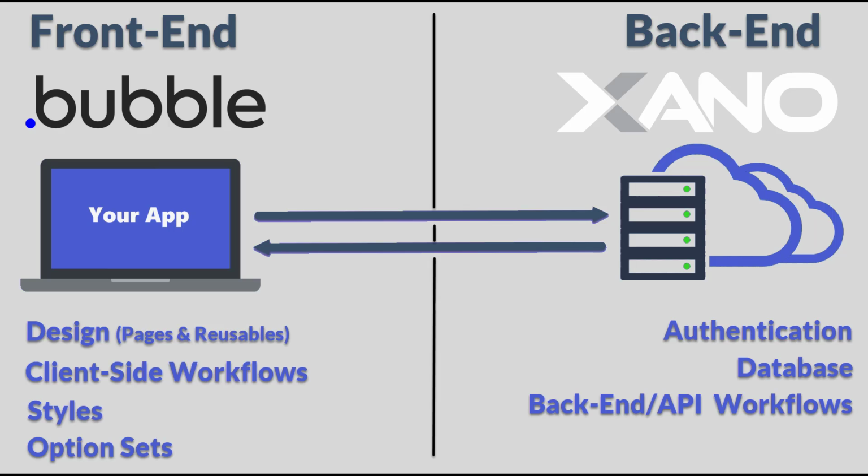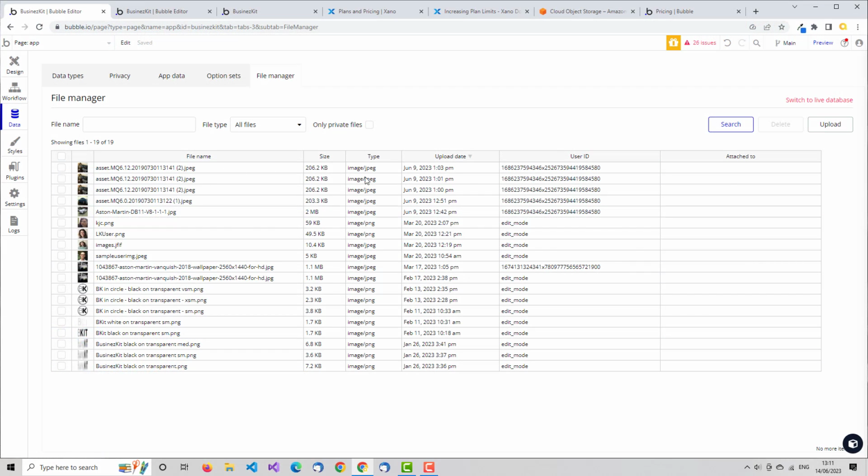Okay, the only thing that I'm not opinionated about, that is entirely up to you how you want to use, is the file manager, which is in terms of uploading your images or videos or documents or files or whatever it may be. That's entirely up to you how you want to manage that. Now Bubble's file storage is quite expensive, but then again so is Xano's.